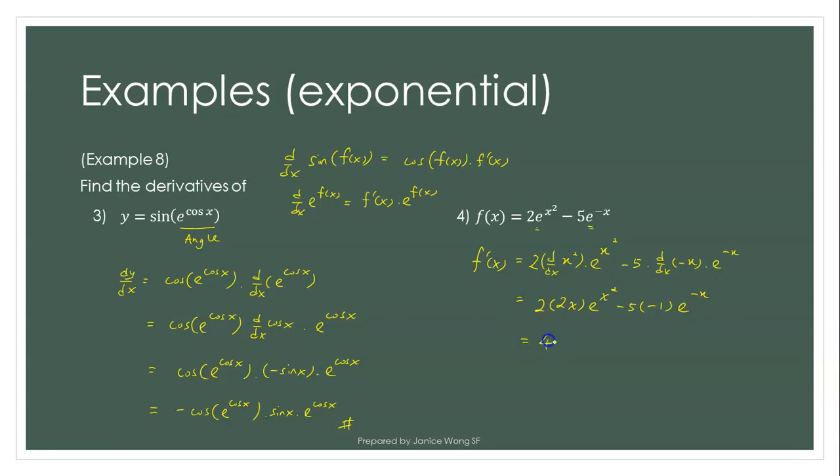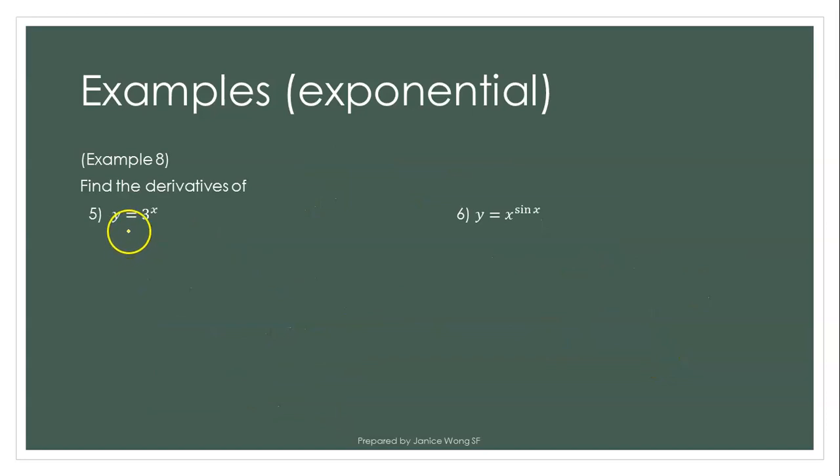Further simplify, we have 4x e to the power of x squared plus 5 e to the power of negative x. More examples. y equals 3 to the power of x. First of all, this is an exponential term because of the power x. But the base is not base e. How do we differentiate this function? We have to change this term to base e by using a rule.